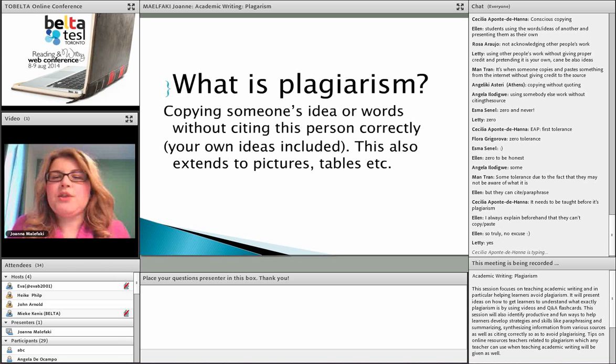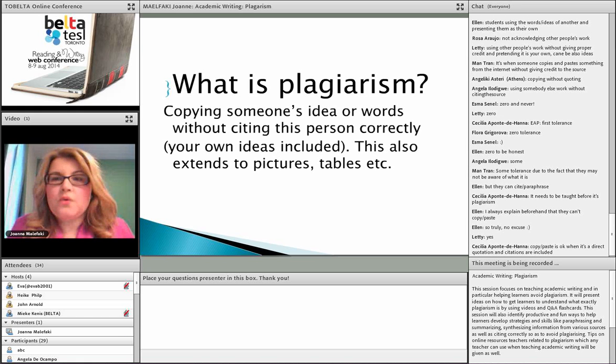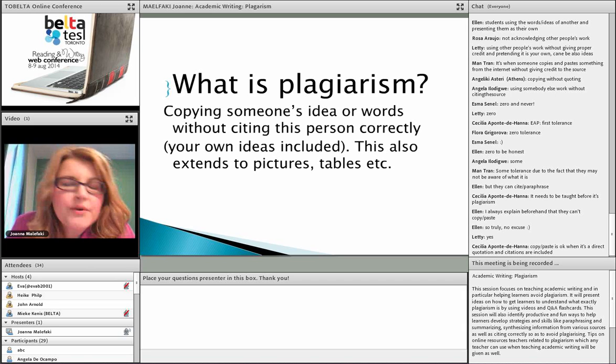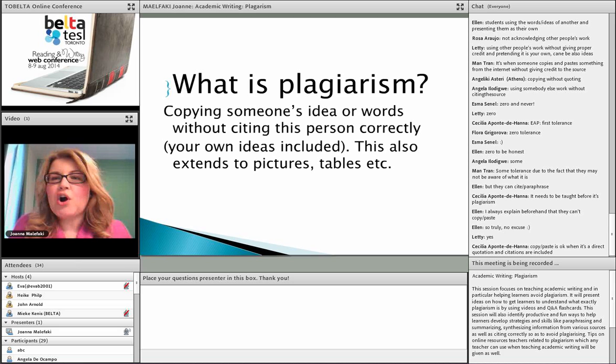Plagiarism can occur when you are quoting. Plagiarism can occur when you are paraphrasing or summarizing. And it doesn't just have to do with ideas or pictures or words, it could be tables, it could be music. There are lots of things people copy and forget to cite. So when they're not doing it on purpose, it can still be considered plagiarism.